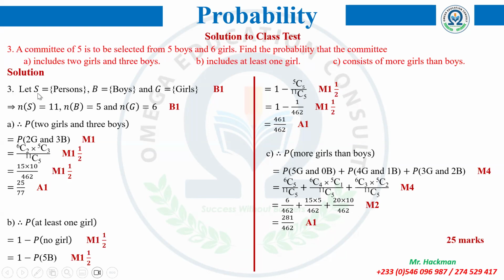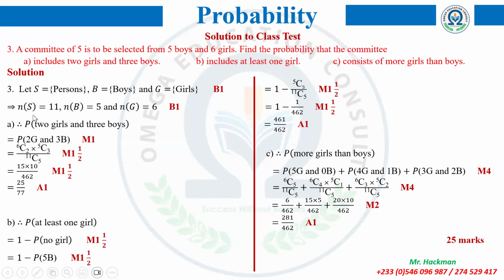So what do we do? Because we know the numbers of the categories we are dealing with, I have to get my set representation. I will let S be the set of persons, B represent the set of boys, and J represent the set of girls. If I sum the boys and girls, that gives me the total, 11. The number of boys, B, will be equal to 5, and the number of girls, J, will be equal to 6.